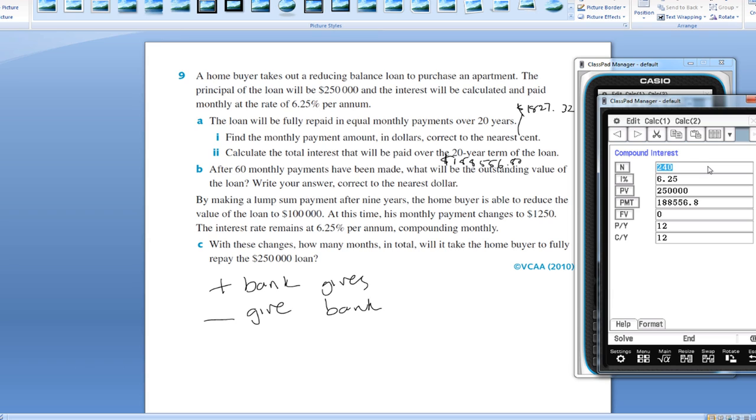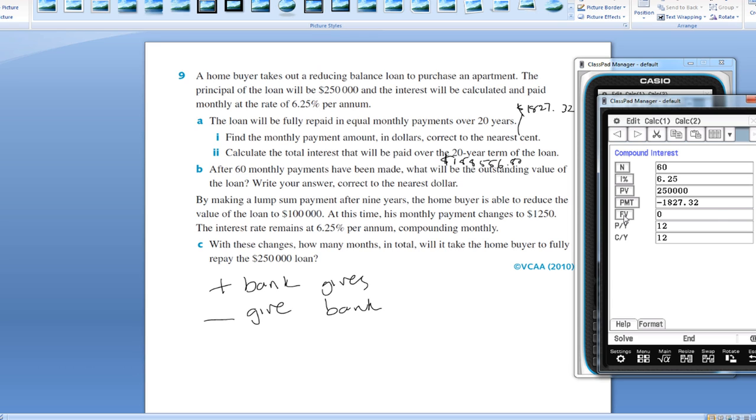Okay, so 60 monthly payments. So they've given us the number, still 6.25% interest. The present value was still that. Now I'm just going to fill in my payments. Now remember that payments are me giving that to the bank, so I write this down as a negative, 1827.32. And what I want to know is what the future value is.